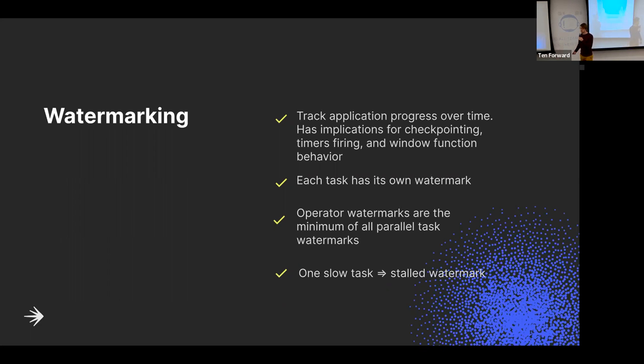So this has implications for checkpointing, which occur on a regular schedule, timers firing (a timer won't fire unless the watermark advances), and window function behavior. Each task has its own watermark. I referred to tasks and operators as separate concepts earlier. An operator can have multiple parallel instances, and until all those instances advance, the operator's overall watermark will not advance. Basically, the operator watermark is defined as the minimum of all the individual task watermarks.